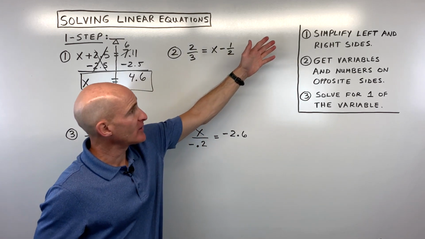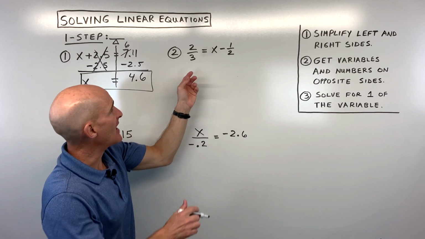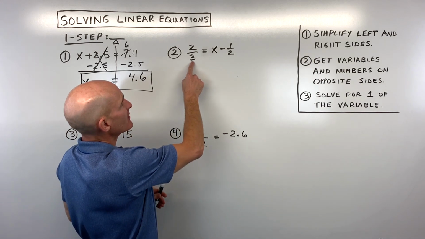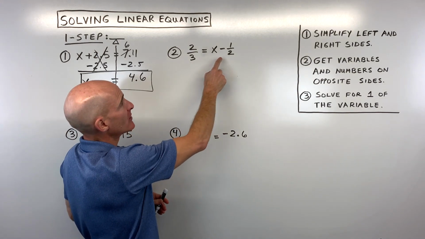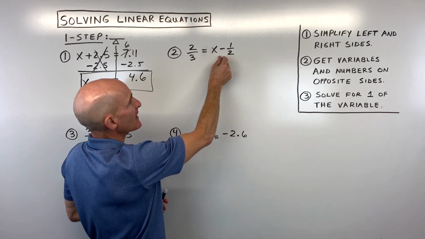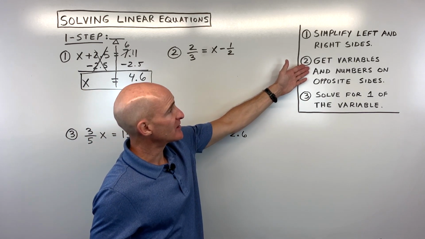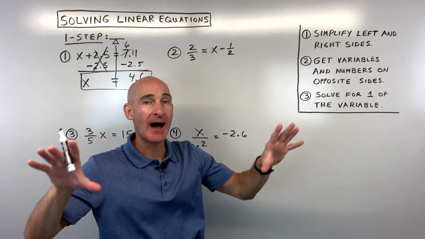Again, following these three easy steps, the first step is to simplify the left and the right sides. In this case, can we simplify the left side? Not really, it's just a number. Can we simplify the right side? Not really, because we have a variable and a number. We really can't combine those together. They're unlike terms. So step number 2 is to get the variables and the numbers on opposite sides of the equal sign.